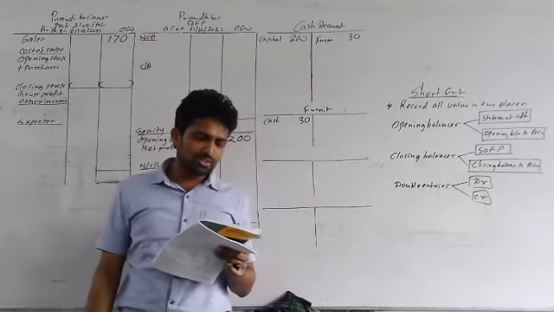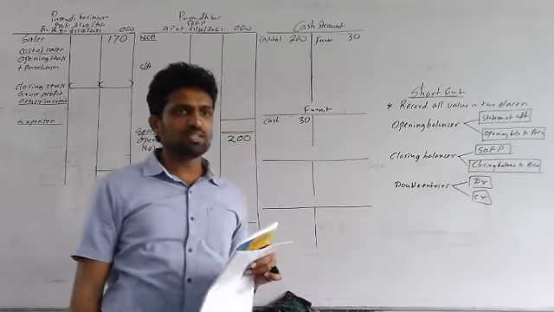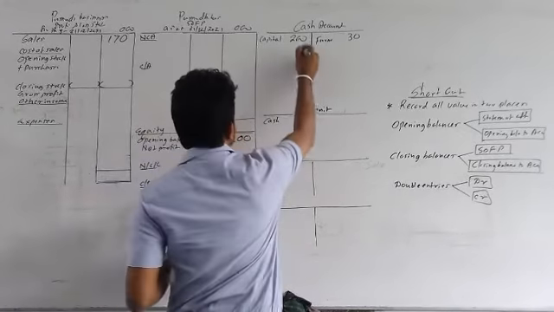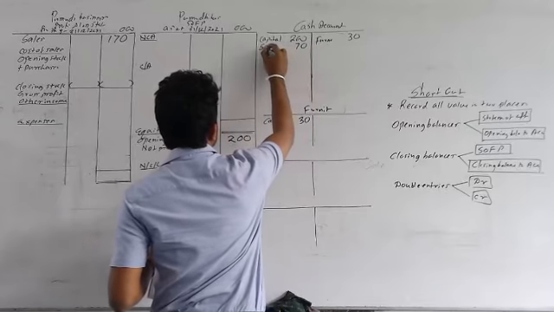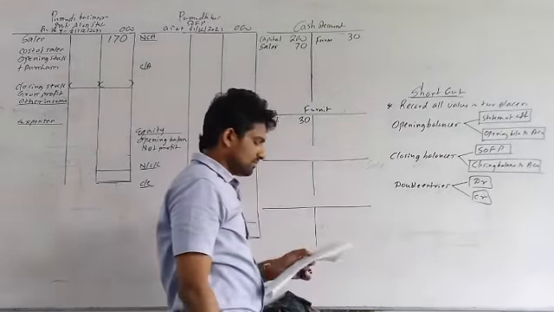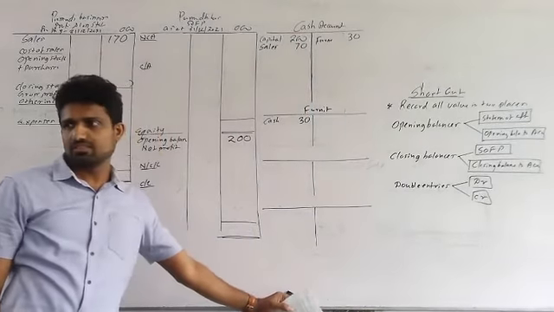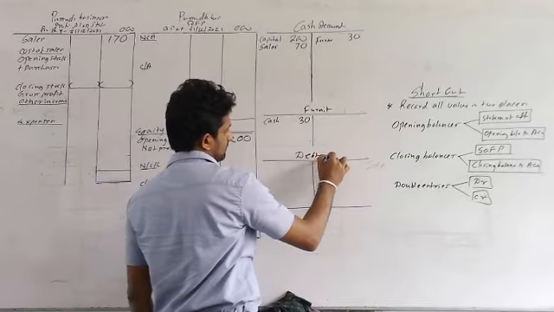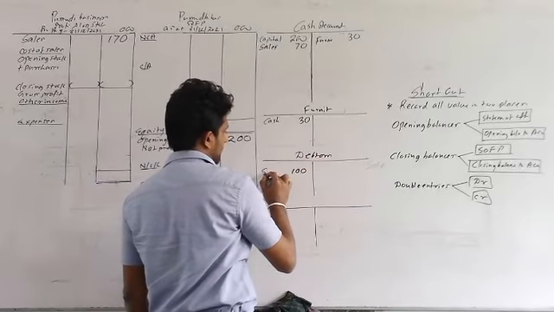The other place to record, out of this 170,000 sales, 70,000 is cash. Debit that 70 to cash account. Sales. What's regarding the balance 100? Debtors. In debtors account maybe.